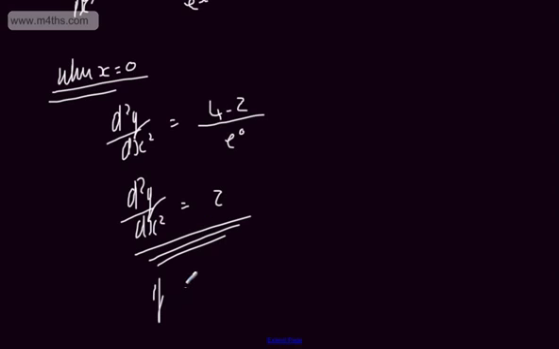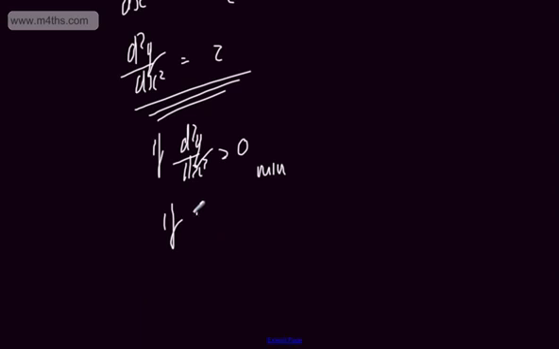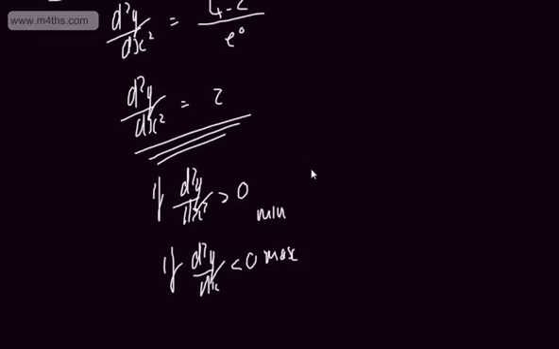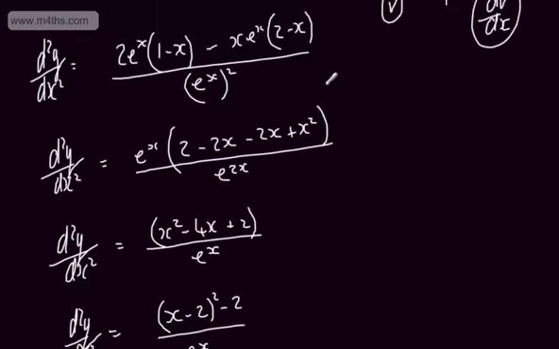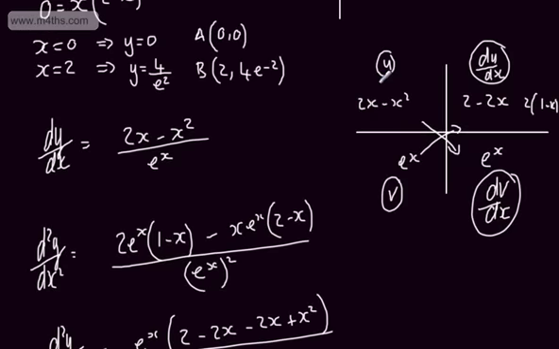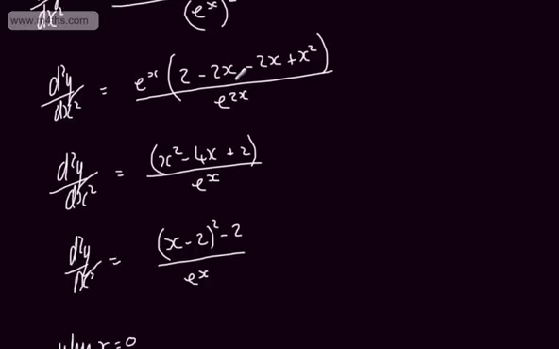We can say if d2y by dx squared is greater than 0, then we have a min. If it's less than 0, we have a max. So you can see we're just working with old techniques that we've come across before. So this point right here we can confirm is a minimum. And of course if you want to sub in the other one, this is when x is going to be equal to 2 for b.